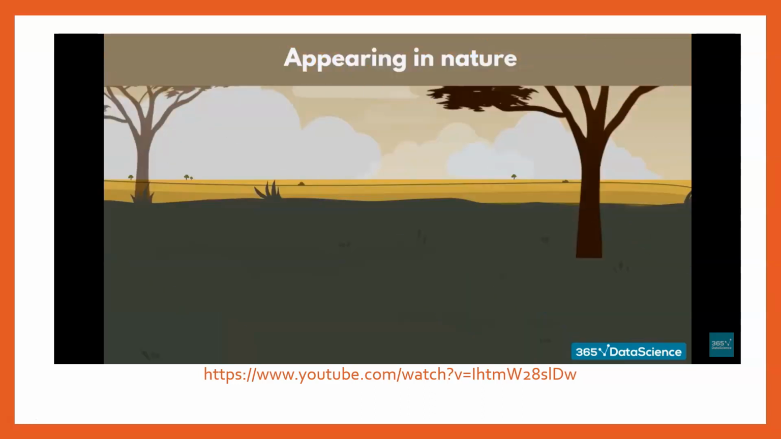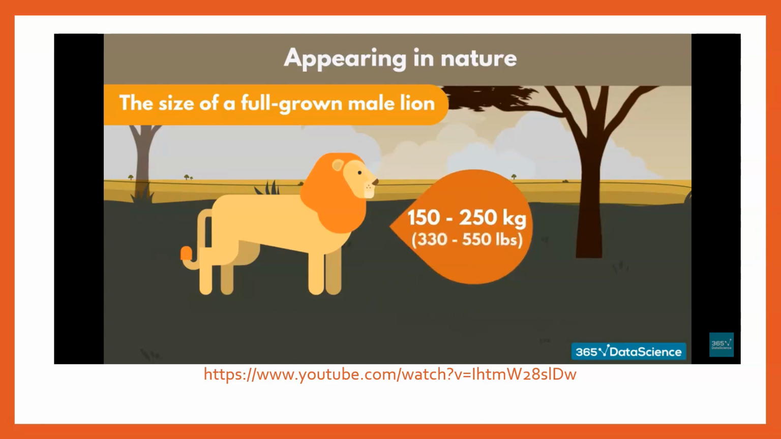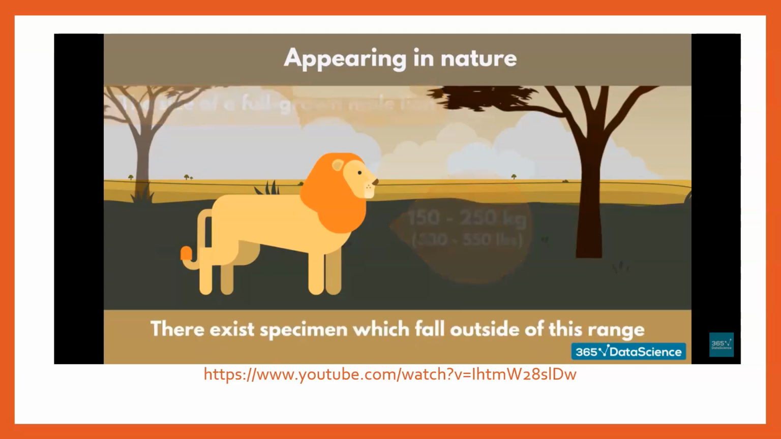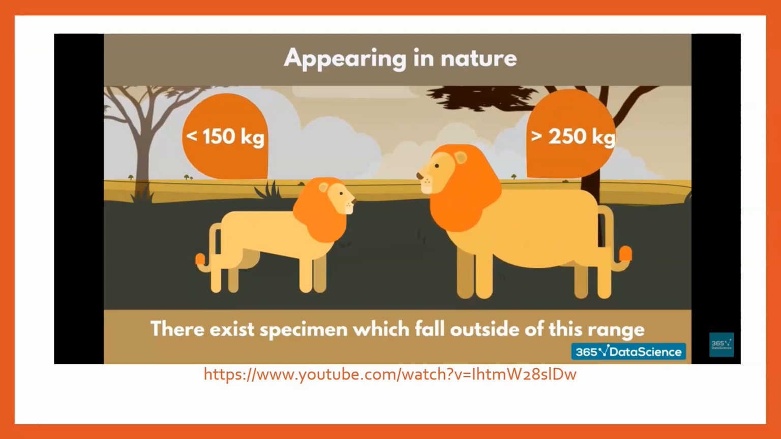The normal distribution frequently appears in nature, as well as in life, in various shapes and forms. For example, the size of a fully grown male lion follows a normal distribution. Many records suggest that the average lion weighs between 150 and 250 kilograms, or 330 to 550 pounds. Of course, specimens exist which fall outside of this range. However, lions weighing less than 150 or more than 250 kilograms tend to be the exception rather than the rule. Such individuals serve as outliers in our set, and the more data we gather, the lower the part of the data they represent.